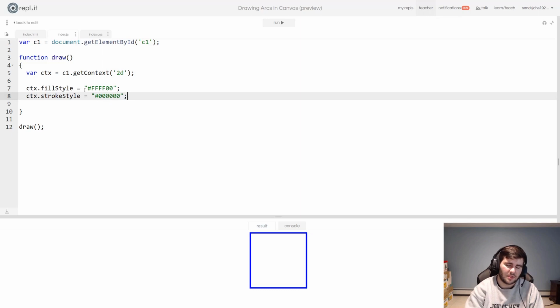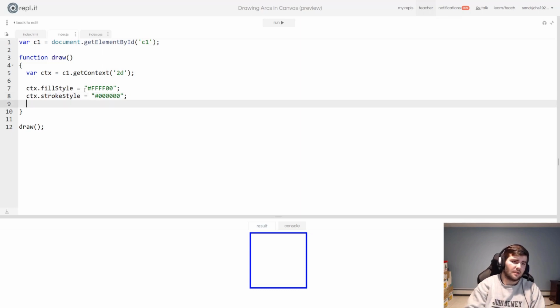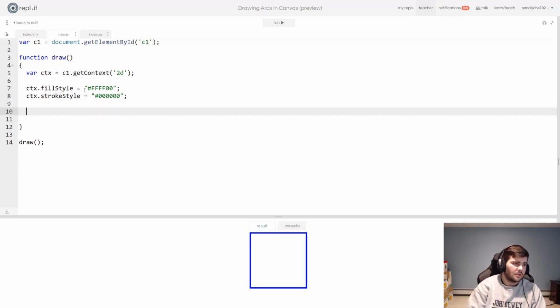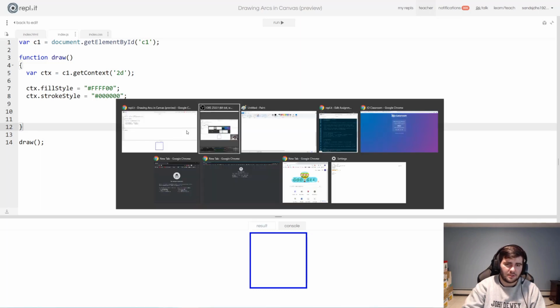So, and I'm going to set it to black. It should already be that color, but I'm just going to give some intent here. All right. So we have this fill style and stroke style, and now I want to draw an arc. And before we actually draw any arcs, let's talk about what that means.